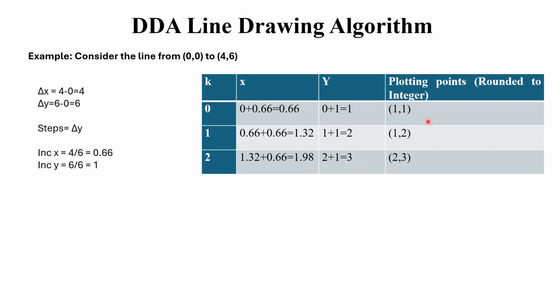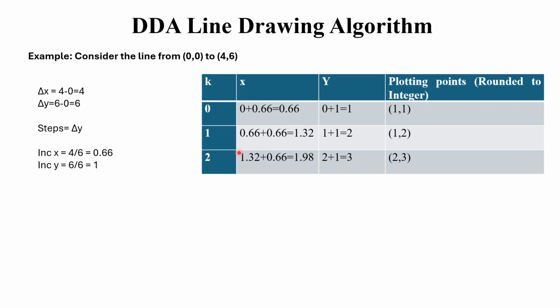The next step is, you should not consider this 1, 1 for the next calculation. This is simply the rounding of value. For the next value of x and y, you have to consider this value of x and y and not the rounded value. I repeat, the rounded value is considered only for plotting the point. But for calculation, you have to use these values of x and y only. So the x increment always remains 0.66 and y increment always remains 1.